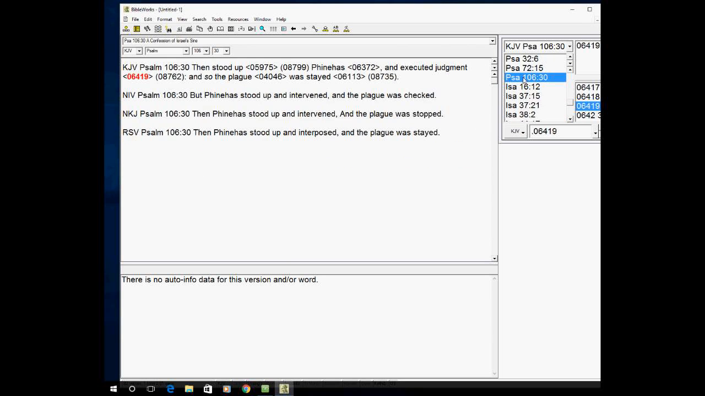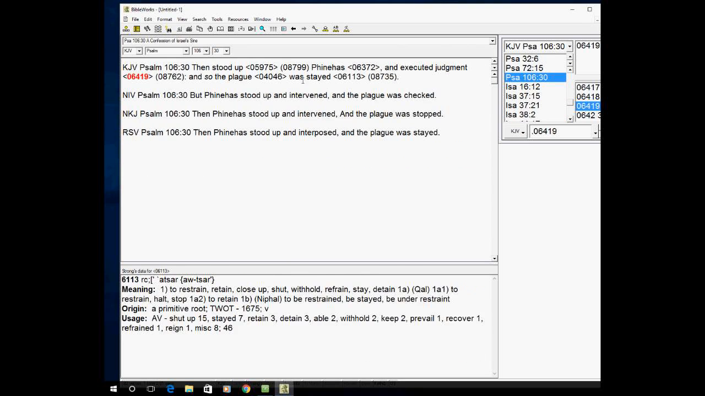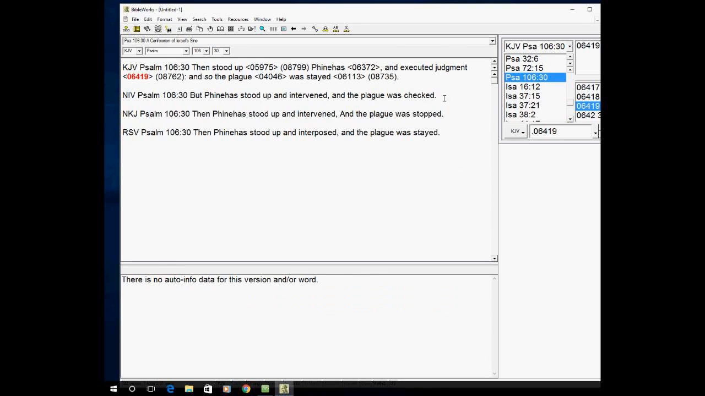Here's a little sidelight I can do while we're waiting. In Psalm 106, verse 30, it's translated, 'Then stood up Phinehas and executed judgment, and so the plague was stayed.'